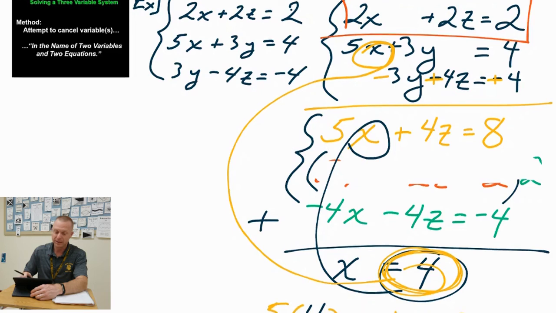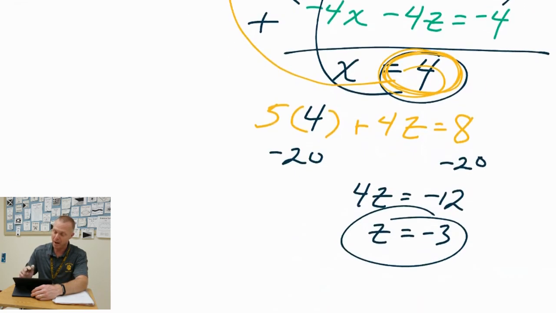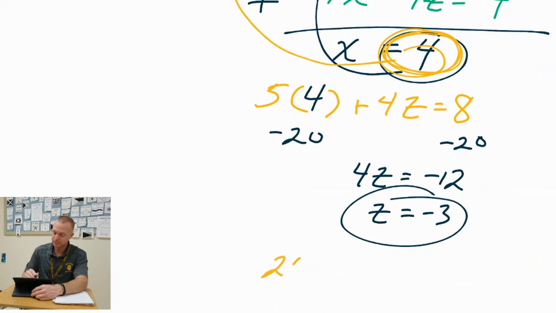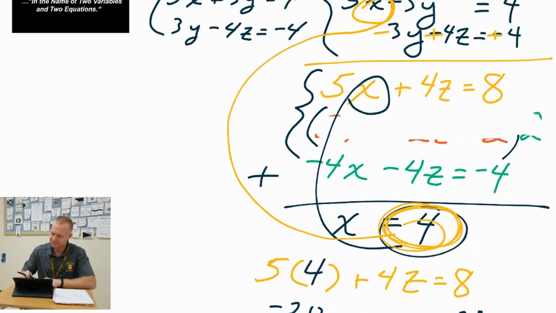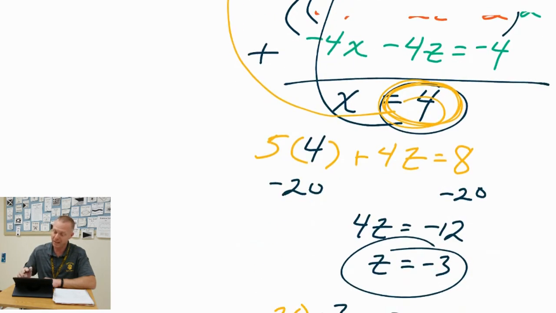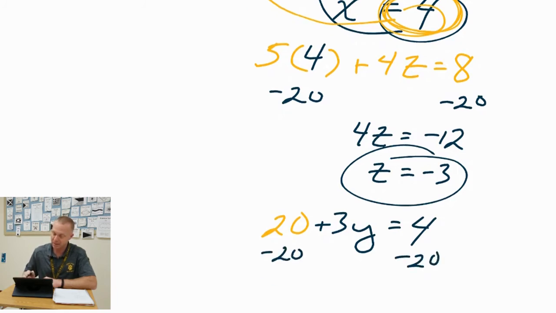And when I continue solving that, I'm going to have 20 plus 3y equaling 16. Was that 16? Shoot, 4, my fault, equals 4. And then when I start solving this, I'm actually going to get negative 16, but we'll subtract 20 from both sides.